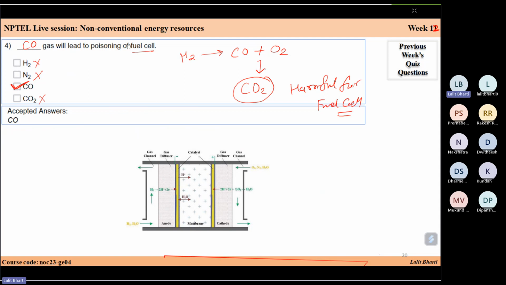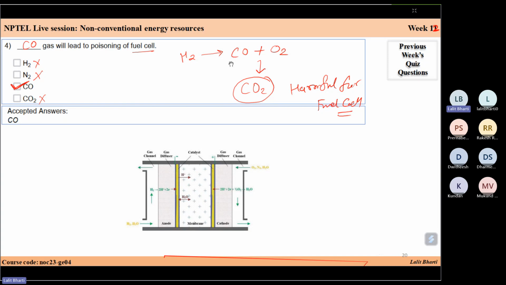Then we have the question: which gas will lead to poisoning of the fuel cell? We know that hydrogen and oxygen we are directly using, but if you use carbon monoxide gas, it will react with the oxygen and make CO2. So we get harmful gases from the reaction of CO with oxygen. It will poison the fuel cell, and if you continuously use carbon monoxide, it will kill your fuel cell system, because the catalysts are very sensitive. So you need optimum hydrogen and oxygen. Although nitrogen will not impact that much, carbon monoxide will impact a lot.